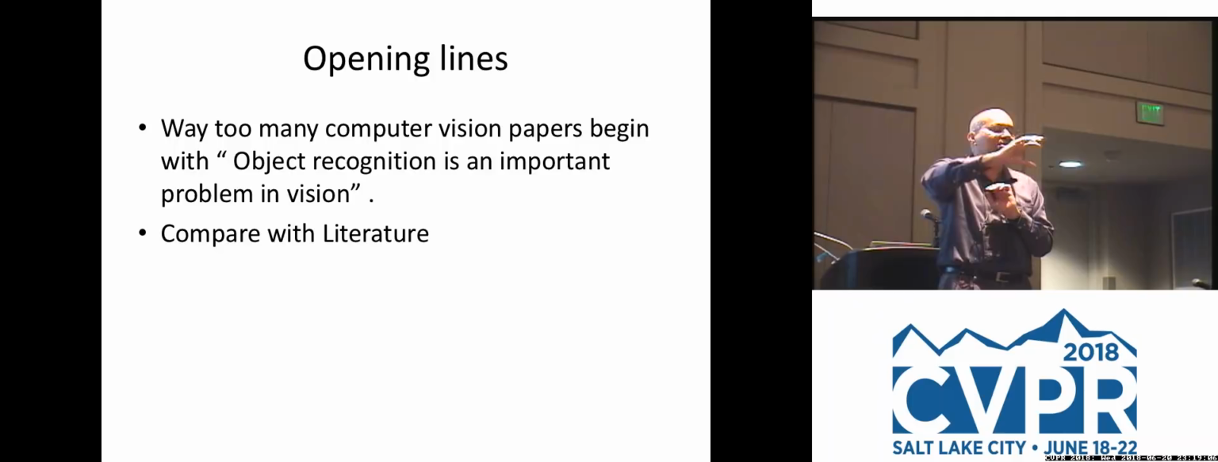And then I tell the student, go off and write from section 2 onwards. Because if you ask them to start on section 1, they're going to spend all their time and not put pen to paper. And when they do put pen to paper, it will come out with such gems as "object recognition is an important problem in computer vision."